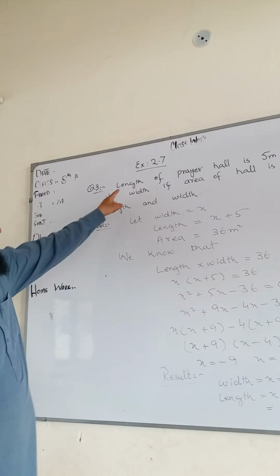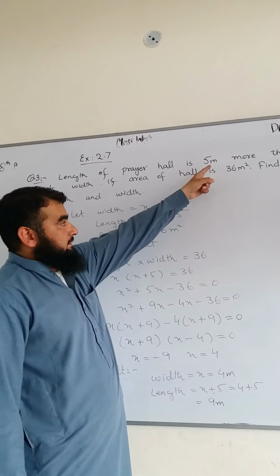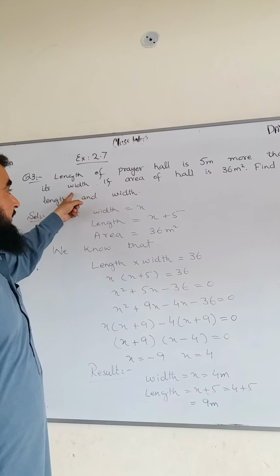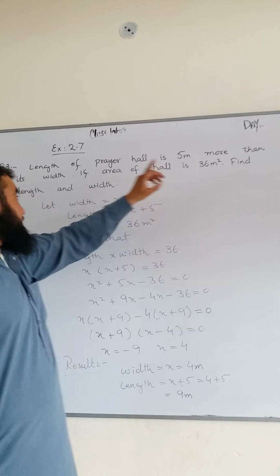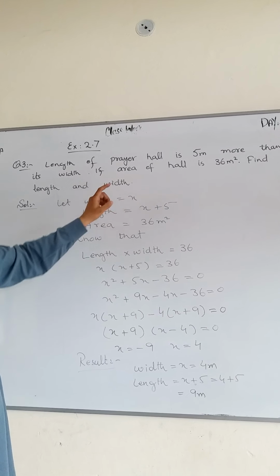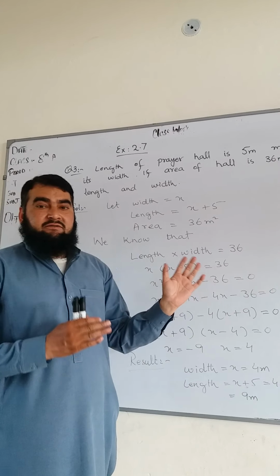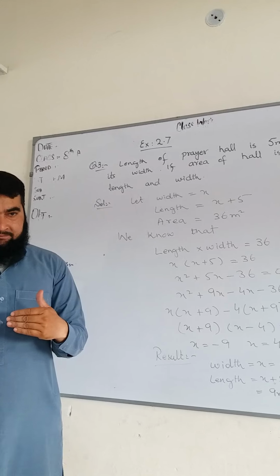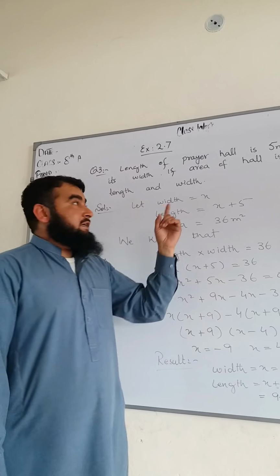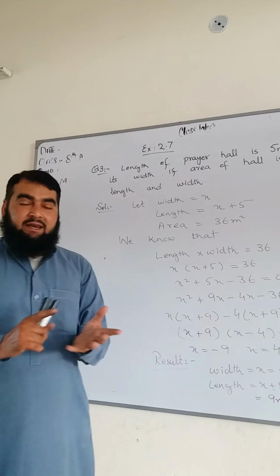Question number 3. The length of a prayer hall is 5 meters more than its width. If the area is 36 meters square, find the length and the width. They are saying that the length is 5 meters more than the width, and the area is 36 meters square. So find the length and width.